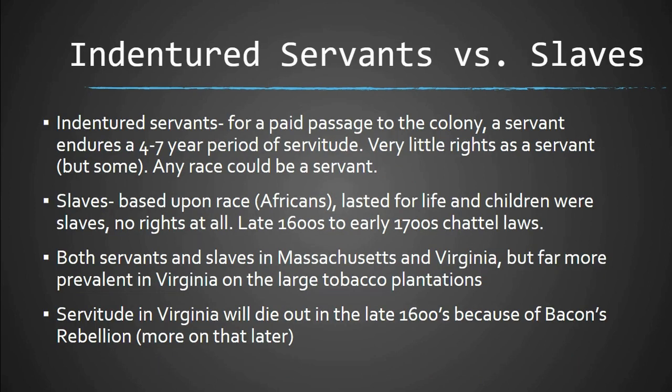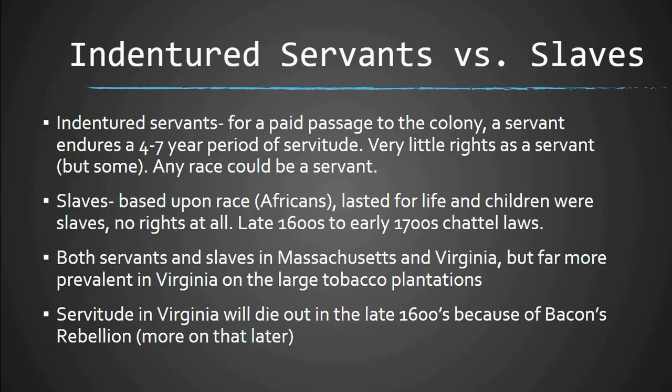Now let's talk about the difference between servants and slaves. Indentured servants were people who, for a paid passage to the colonies, endured a 4 to 7 year period of servitude. They had very little rights as a servant, however, more than a slave. And they could be of any race, while slavery was based upon race, lasted for life, and typically their children were slaves as well. Although an owner could do what is called manumission, which was to release a slave after a certain point or release a slave's children, which did happen, but was somewhat rare.